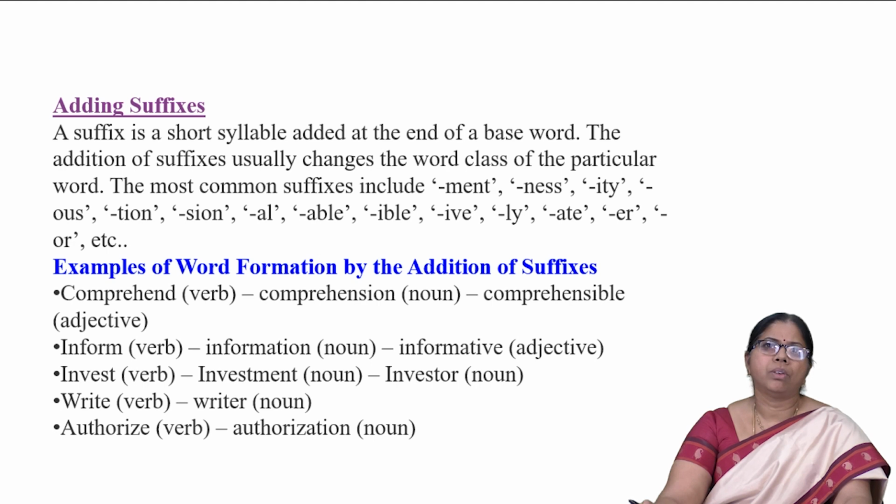So all these are the suffixes, which we add at the end of the base word and derive a new word. For example, comprehend. For the word comprehend, we have added the suffix sion and derived a new word, comprehension. Comprehend is a verb and comprehension is a noun, so it changes the word class.